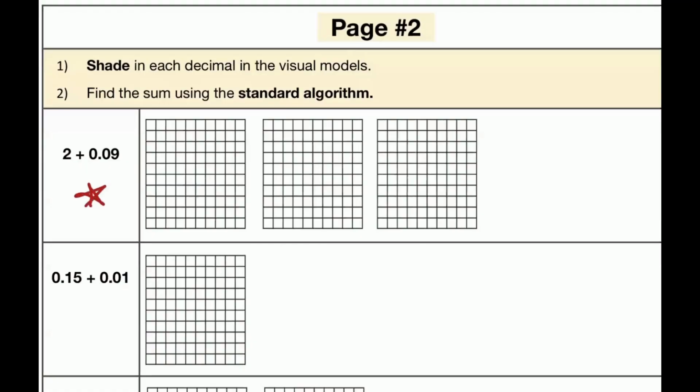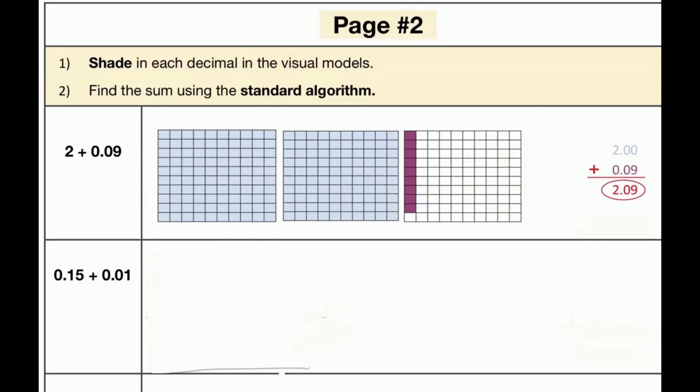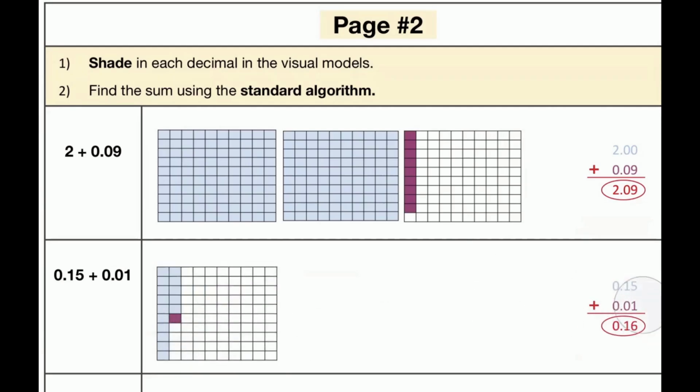Complete the first 2 problems on page 2, then come back to the video to check your work. Check your work for our first problem on page 2, fix any mistakes. And then check your work for the second problem. Once you're done checking your work, complete the rest of page 2 and get your teacher's initials and get feedback from them. Come back to the video when you're ready for page 3.